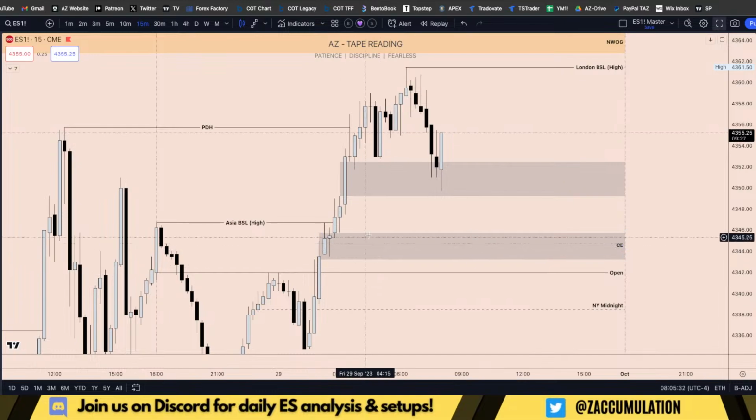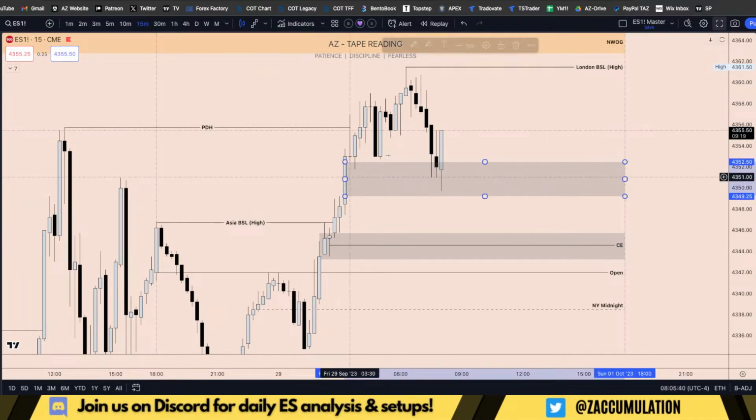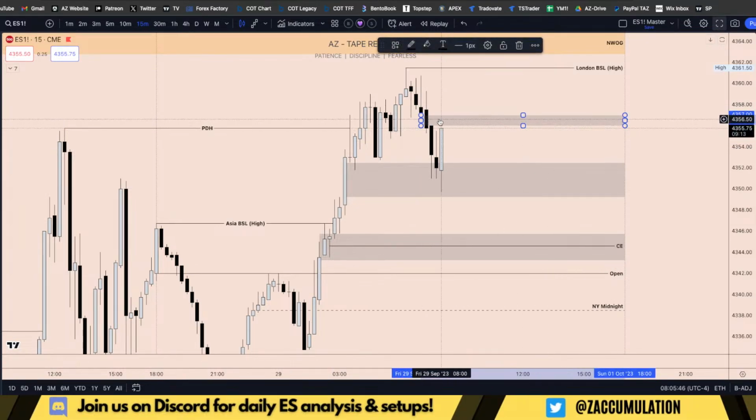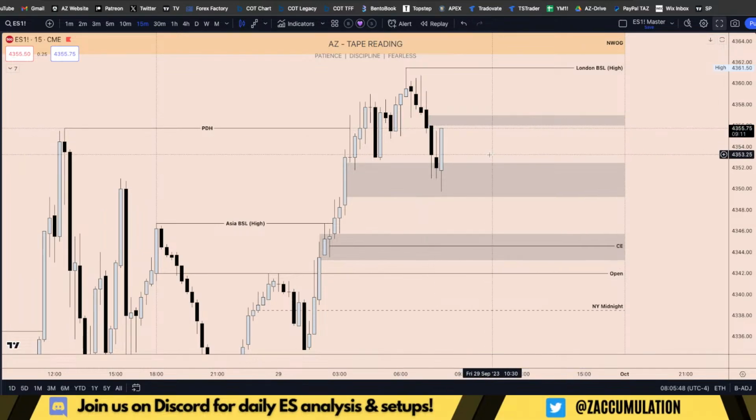We know this fair value gap is a 1 hour fair value gap period. There's only a tiny little 5-minute one or 15-minute one. Let's see. 15-minute fair value gap above us. Right here. We keep that on our chart as well.